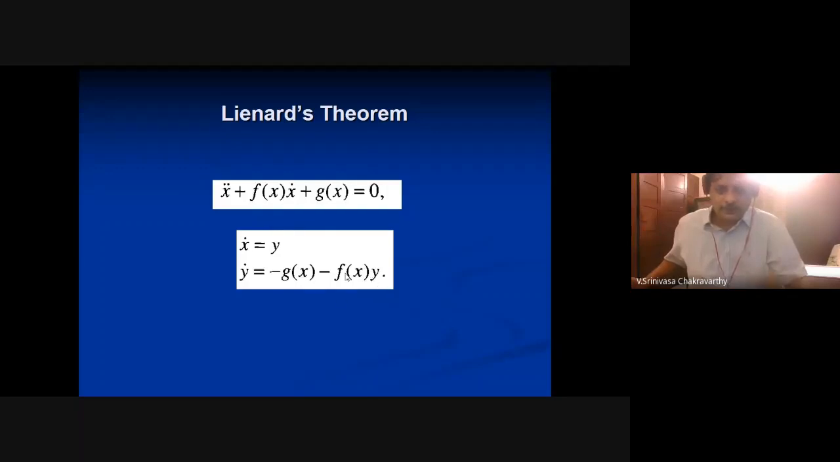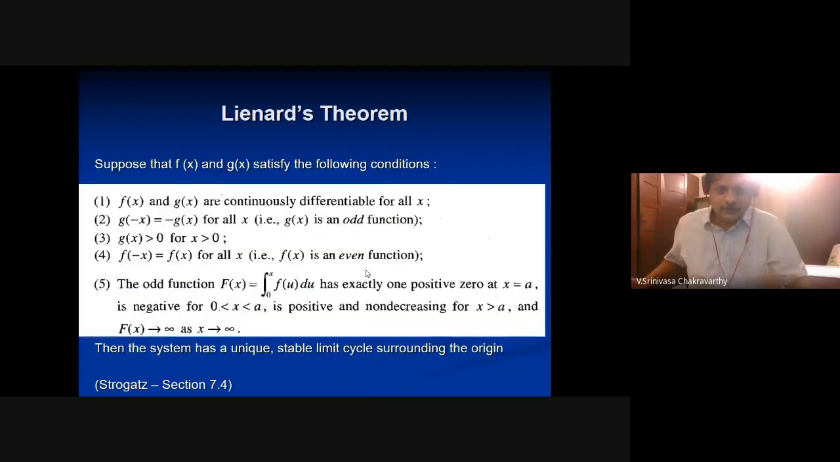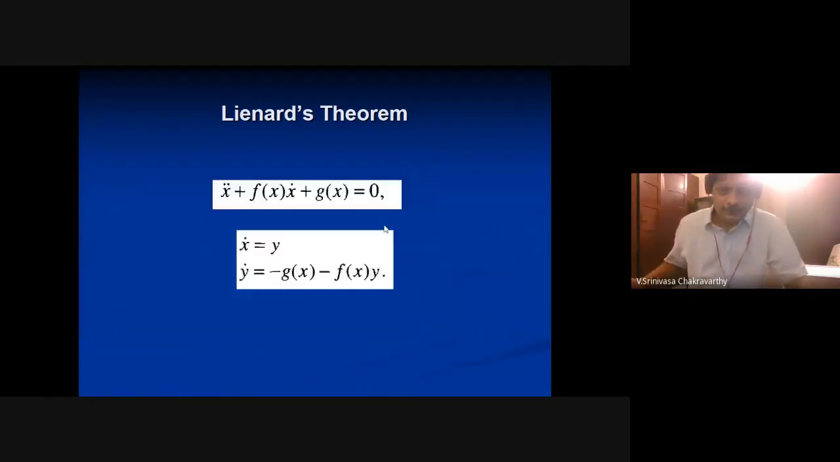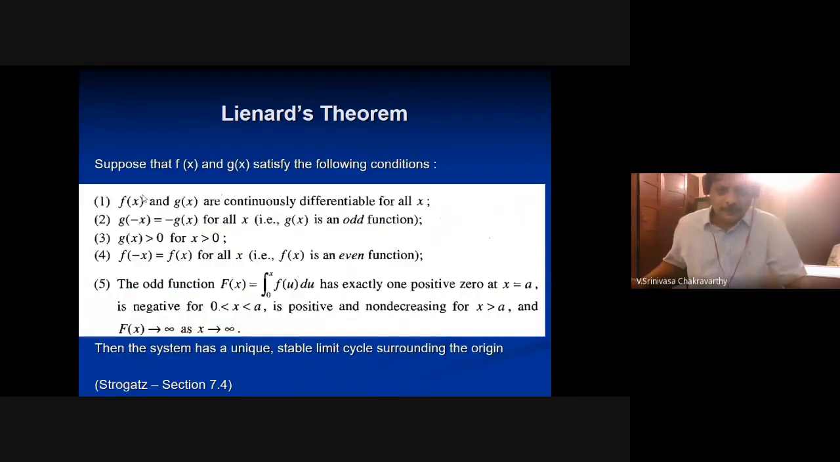Okay, so now you are able to describe the system as two first order systems, but nonlinear. What the Lienard theorem says is that if you have a system of this form, whether upper form or lower form, then f and g, the functions, should have certain properties. f and g are continuous, of course, and also differentiable for all x, right? And g must be an odd function.